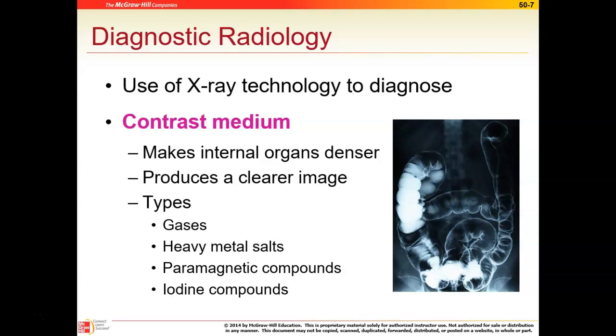And so when we use these mediums, there's a number of different types of compounds that we can use. We can use heavy metal salts. A common one is barium sulfate.